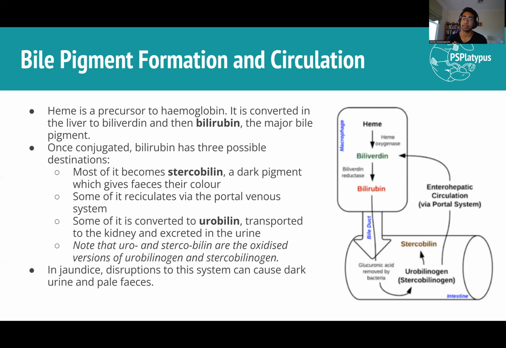Okay, and if we get post-hepatic jaundice, where there's a blockage somewhere in the biliary tree, we're going to get still dark urine because we're getting back up almost. So there's still heaps of bilirubin floating around in your circulation, which gives you dark urine. But then you also don't get stercobilin in the feces. And so we get pale stools.